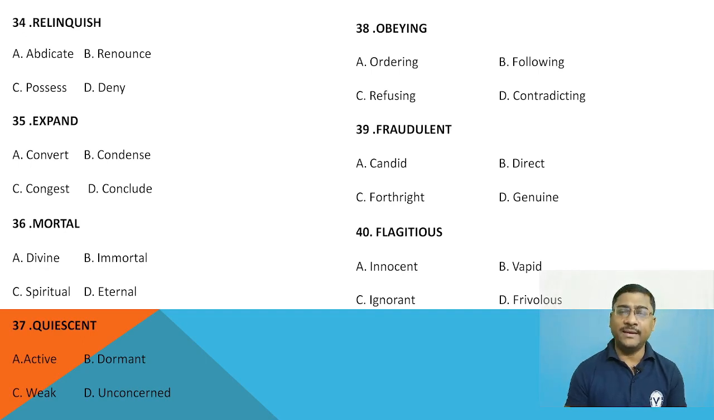Now, obeying. You need to agree, obey, that is easy. So the opposite would be refusing, right? Ordering, following, you know. Contradict. Contradict means to negate something. To negate something means one says something and another one says just the opposite. यानी उस बात को negate करने के लिए when something is said, it is contradicting.